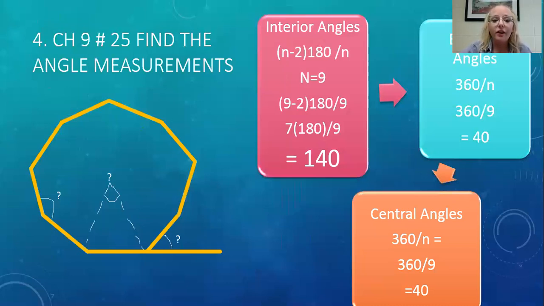So that is how we find the angle measurements that we were looking for, and we didn't have to have any kind of measurement in degrees or any kind of numbers. We already had all the information. We just needed to know the number of sides that we had. And that's how we solve that problem. Let's go on to the next question.